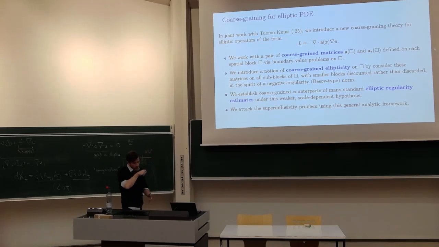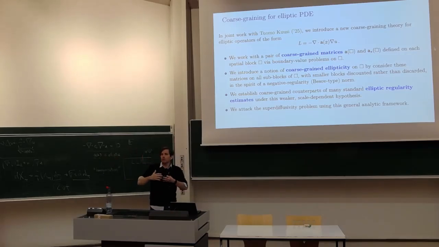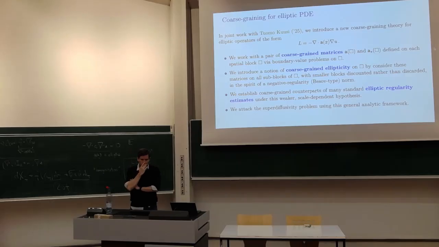Okay, and which doesn't, for example, require strong assumptions of ellipticity. Like, we don't need the assumption of uniform ellipticity, which is commonly used. Okay, so how does it work? We look at the field. For every block, or just cube, we define 2 matrices, A and A star, and these are our coarse-grained matrices.